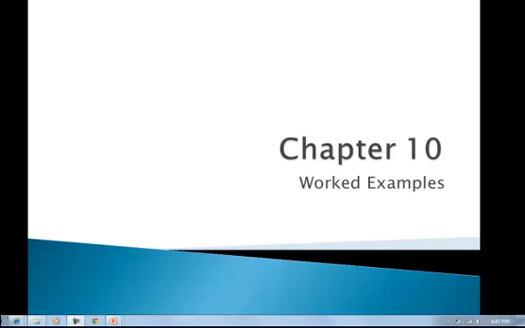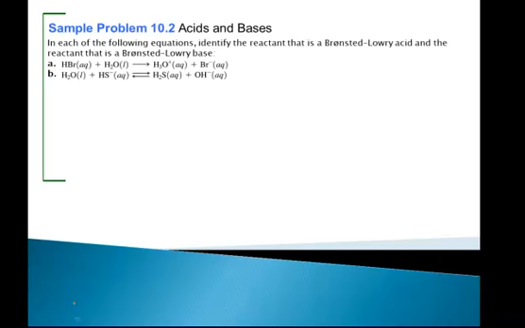Alright, we're going to cover a few things out of Chapter 10. First thing is to identify Bronsted-Lowry acids and bases. According to Bronsted-Lowry, an acid is a proton donor. So if I look at the first equation, here's HBr, and then I look at the other side and I just have Br minus. So that means this H was donated to the water. So in that case, this is the proton donor, which means it's the acid. The water is the proton acceptor, so it's the base.